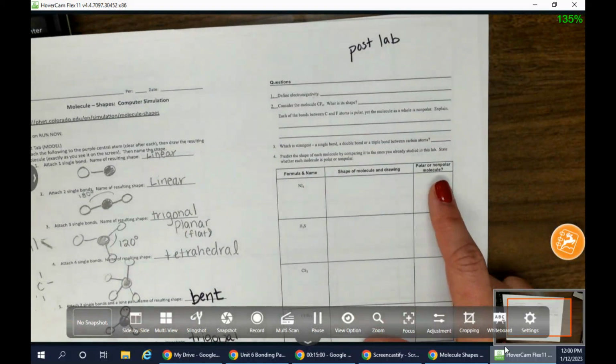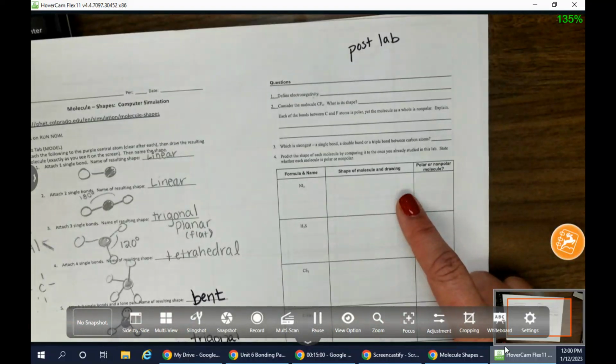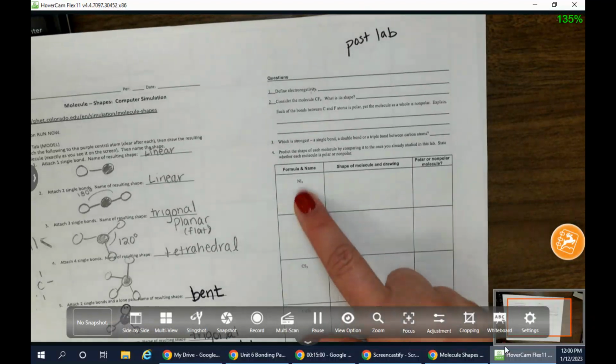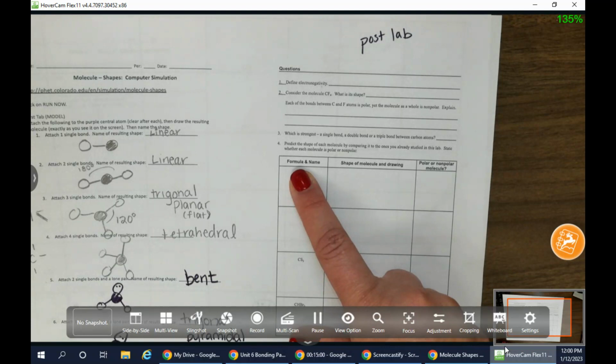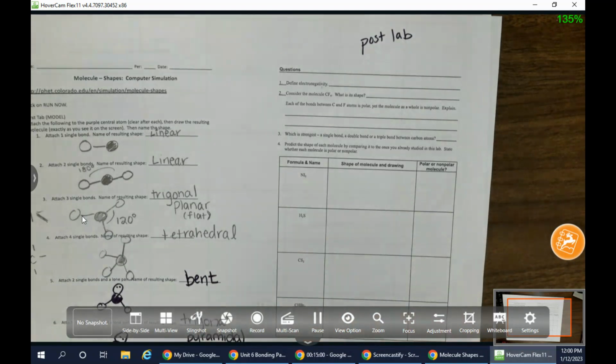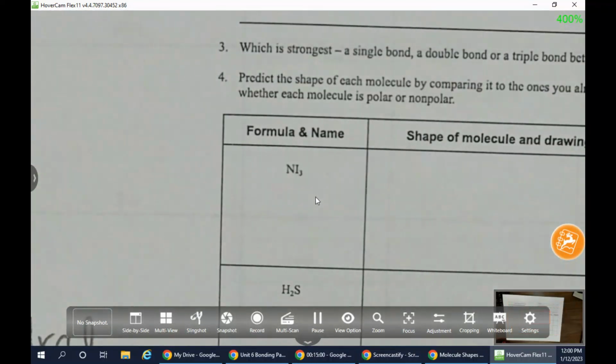Then, when you flip it over, the post-lab questions, this is the part that I need to help you with, so everyone needs to watch this part, everyone, okay? So when you go to do the shape, well, first of all, let's start here. Formula and name. So I gave you NI3 for this first one. I want you to name it. That means that you are using prefixes, okay?